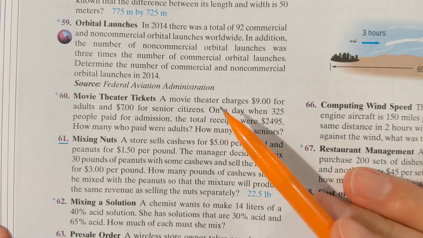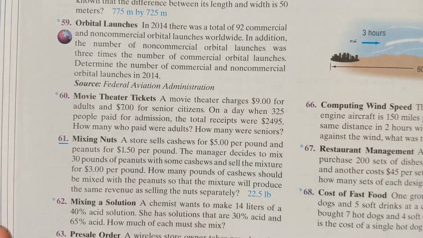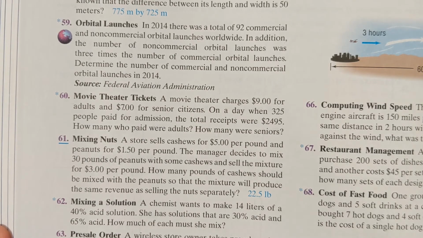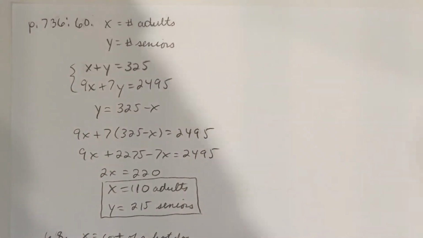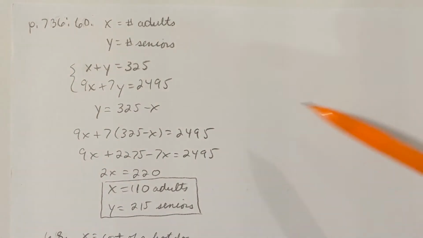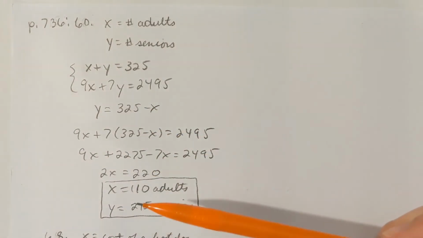It says that a movie theater charges $9 for adults and $7 for seniors. On a day when 325 people paid for admission, the total receipts were $2,495. How many who paid were adults and how many who paid were seniors? Okay, the idea here is to set up a system that represents the situation and then solve the system.